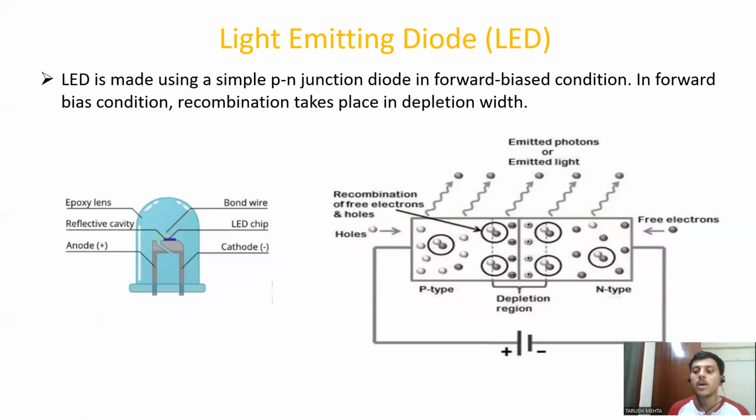Then moving on to the other optical source, that is LED, light emitting diode. So now basically an LED is also made up of semiconductor, from a simple PN junction diode that is in forward bias condition. In forward bias condition, recombination takes place in the depletion width. So we can see this is the basic internal structure of an LED, and this is the outer structure that we have installed in our various homes.